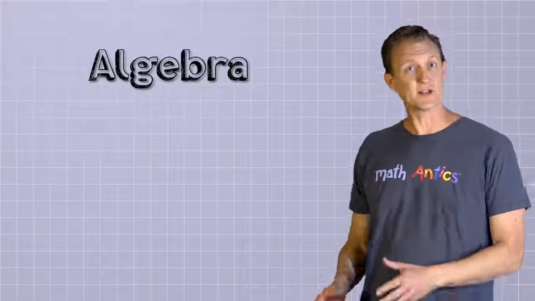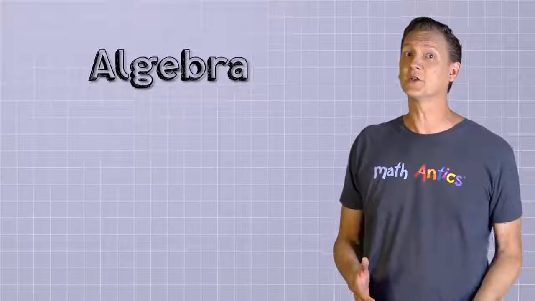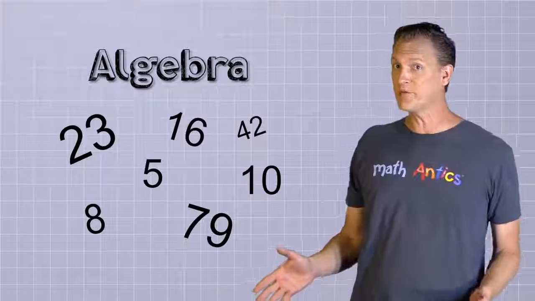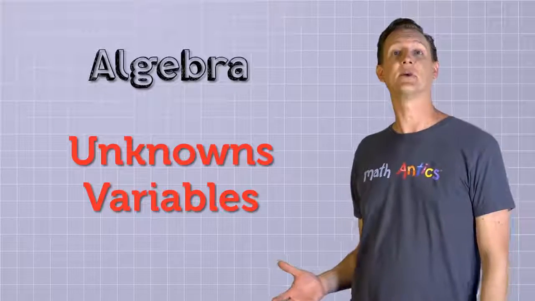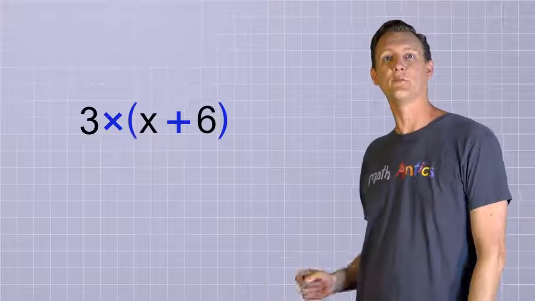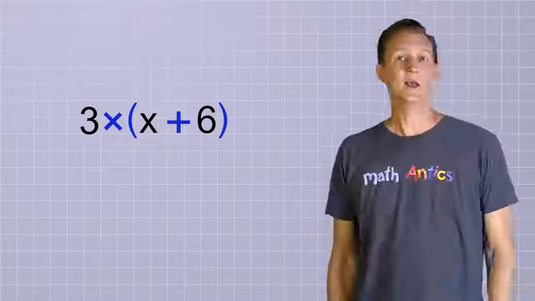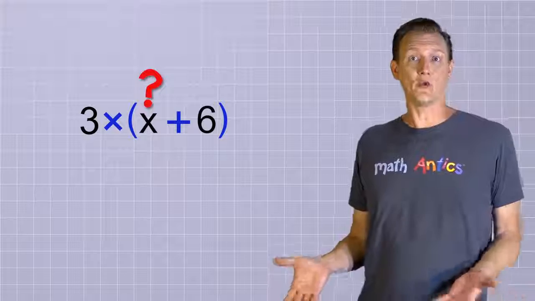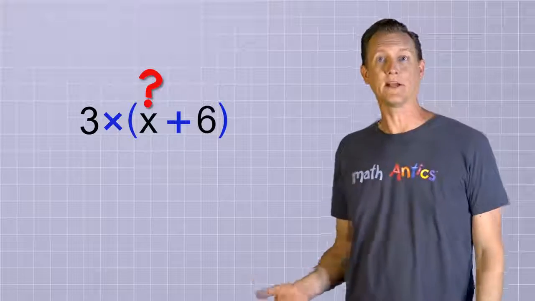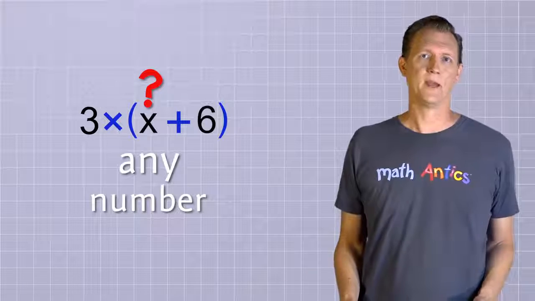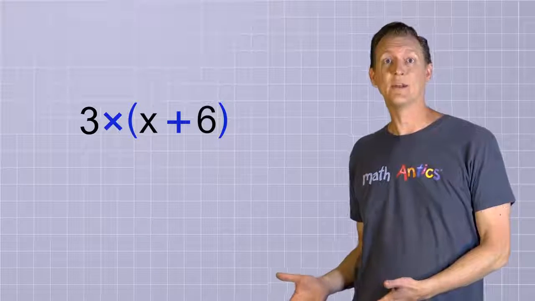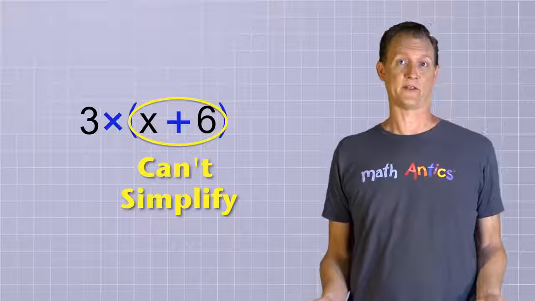But in algebra, things are a little more complicated because we aren't just working with known numbers. Algebra involves unknown values and variables, right? So in algebra, you might have an expression like this: 3 times the group x plus 6. In this expression, we don't know what value x is. It could be 4, like in the last expression, but it doesn't have to be. It could be any number at all. And since we don't know what it is, that means we can't simplify the group first in this case.